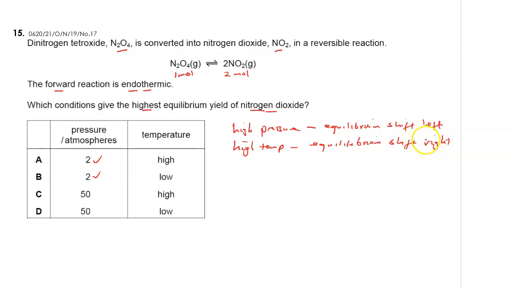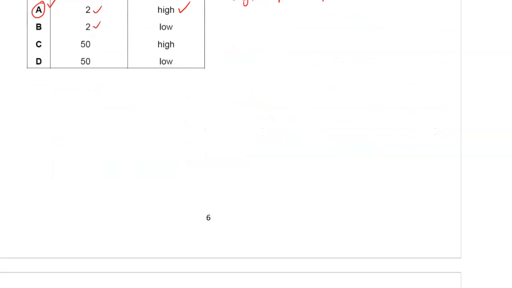So high temperature favors the forward reaction, since the reaction is endothermic, and therefore we want high temperature. Remember Le Chatelier's principle, right? This question is based on that. Let's go to question 16.